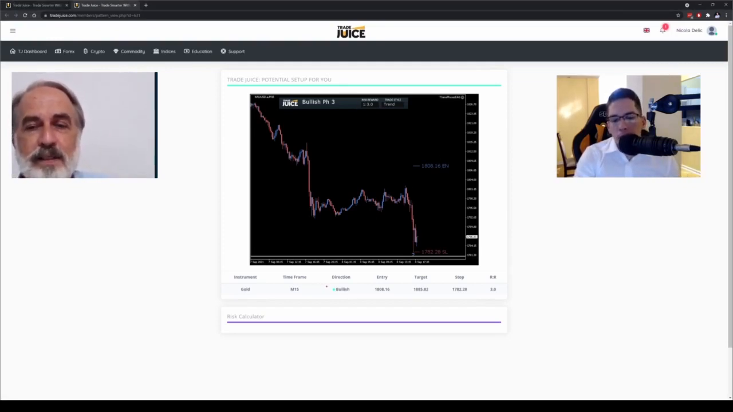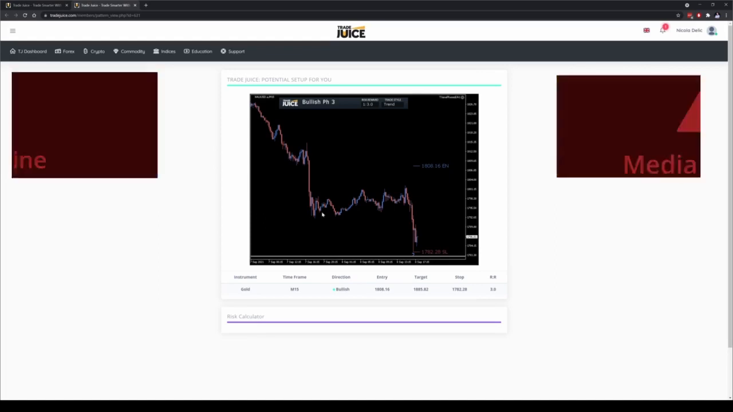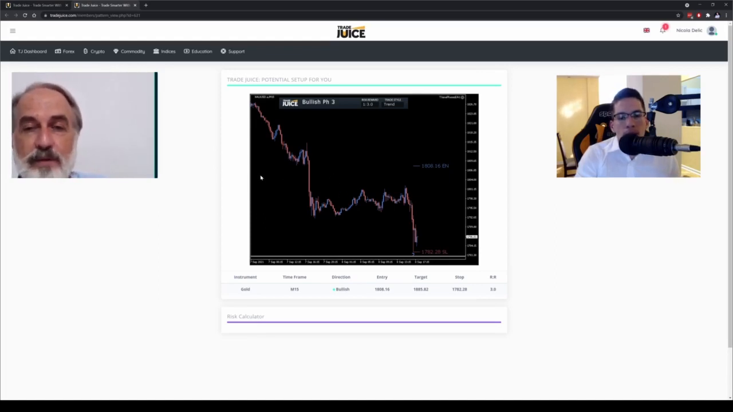So just to be clear, Nicola, this is just an image, you're not trading on somebody's platform. This is all just directions: where to enter, and what the chart would look like when you open it up on your own MT4 platform.